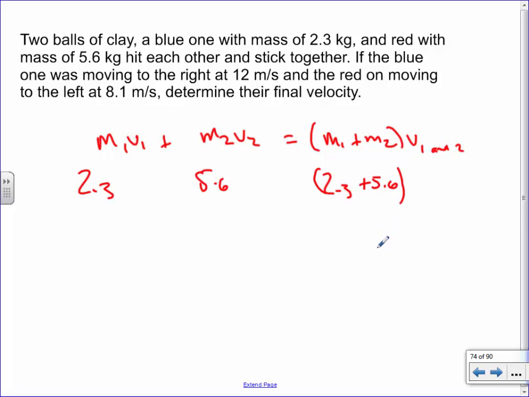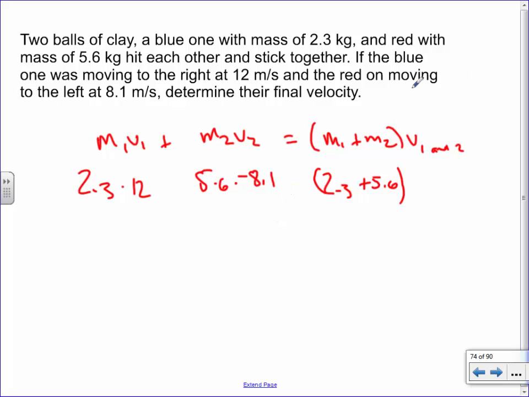They hit each other and stick together. Here's the really important part. You have to make sure they hit in the right direction. If the blue one's moving to the right at 12, I can make this one be 12. That's fine. You see how the red one was moving to the left at 8.1? I need to multiply by negative 8.1. You know what I'm saying there? Because they're going opposite directions, you have to give opposite signs.